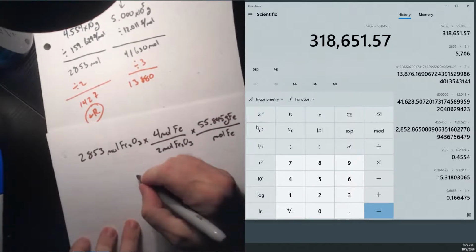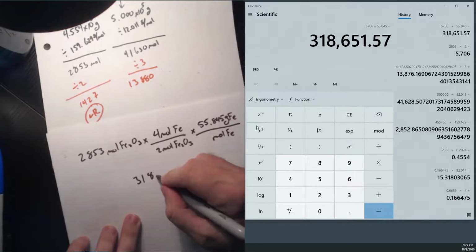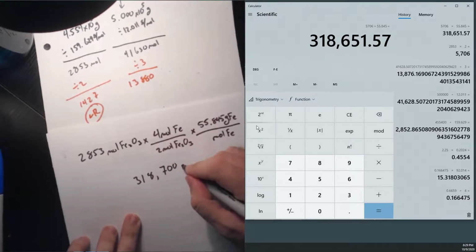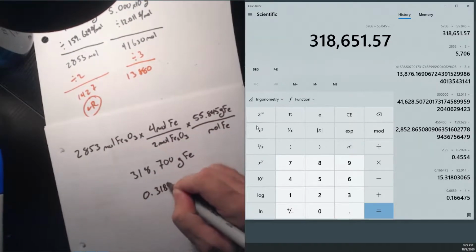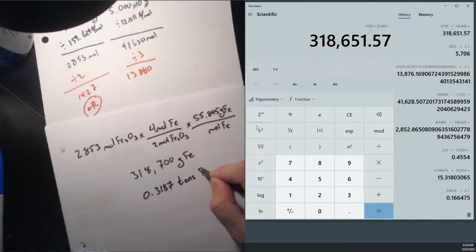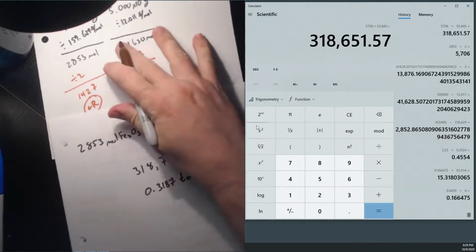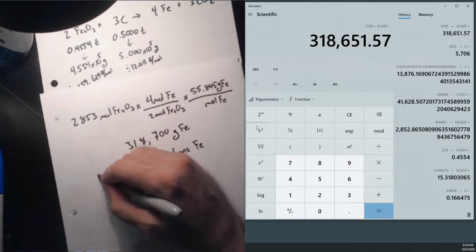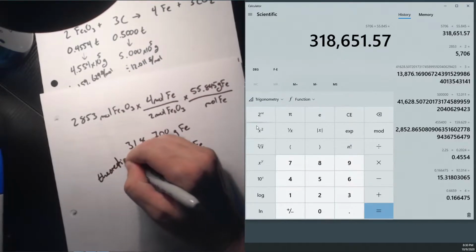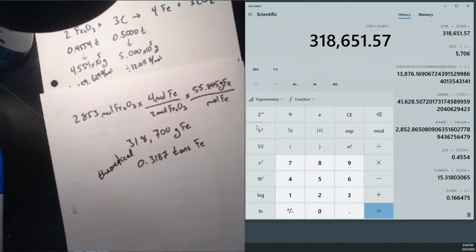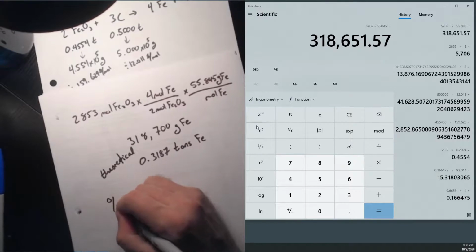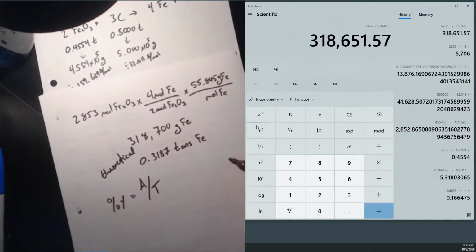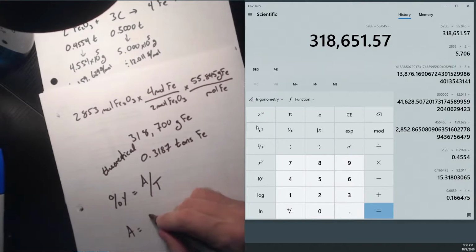Means that we're looking at 318,700 grams of iron, or 0.3187 tons of iron. So this is our theoretical. So if our percent yield is 95.85%, what's our actual yield? So percent yield is equal to actual over theoretical. So actual equals percent yield times theoretical.